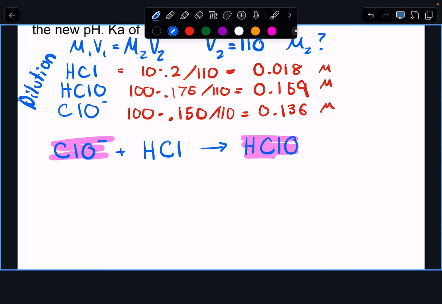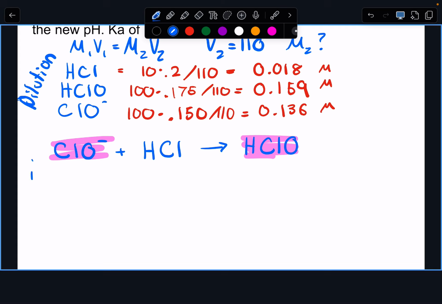Okay, so I've got the equation. I knew to use the base because I was adding acid. I always have to have an acid and a base. If I'm doing, which the next problem we'll do is this, if I add a base, I need to mix that with the acid.